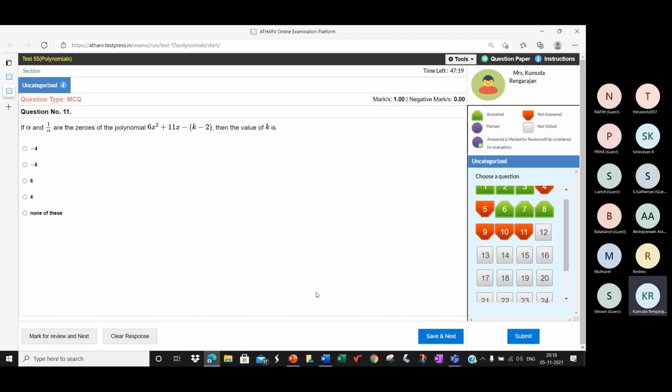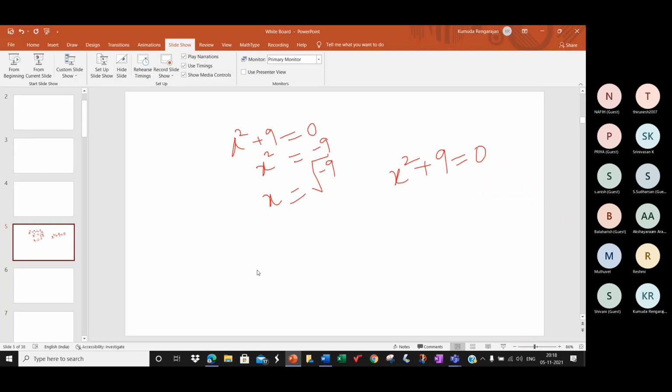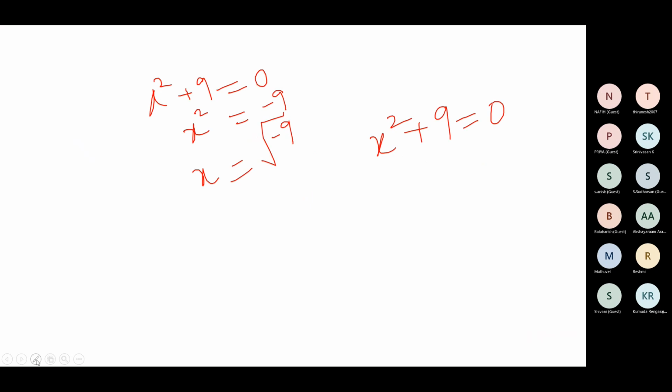So we need to use alpha into 1 by alpha is equal to 1, because the zeros are reciprocals. We need to use this alpha into 1 by alpha. When we multiply alpha and 1 by alpha, we get 1. That is the product of the zeros. Alpha and 1 by alpha are the zeros. Their product is 1. So that means C by A is 1.